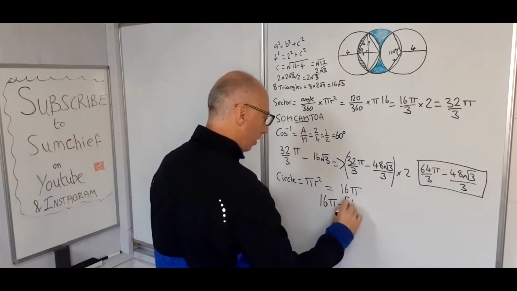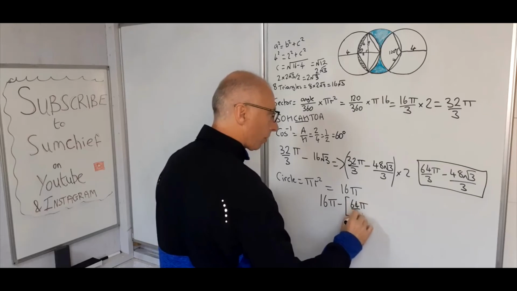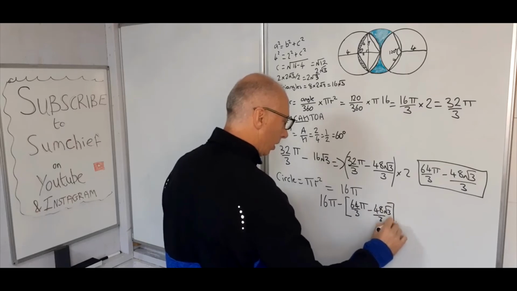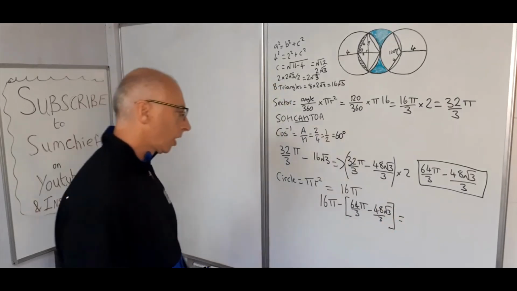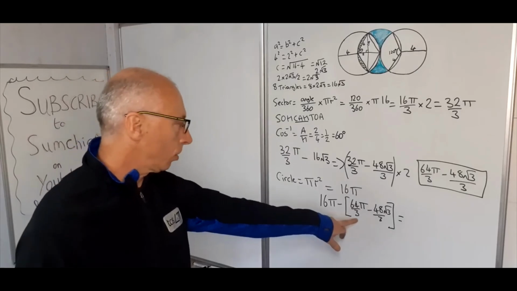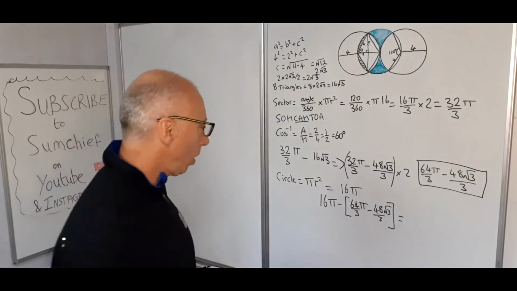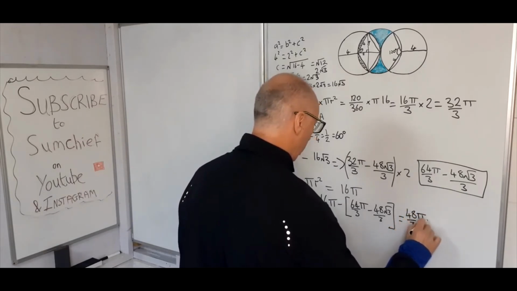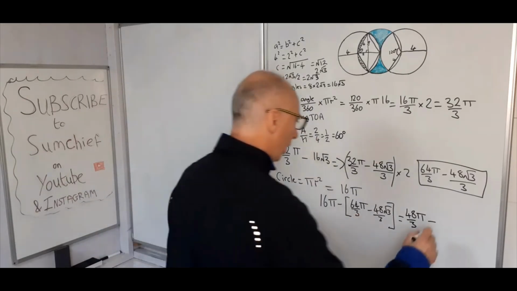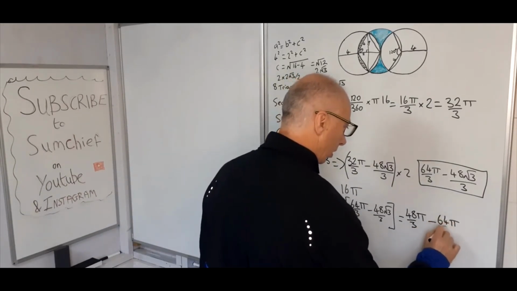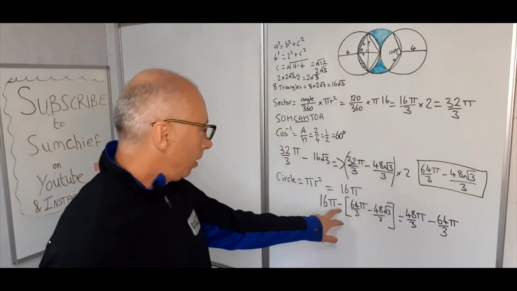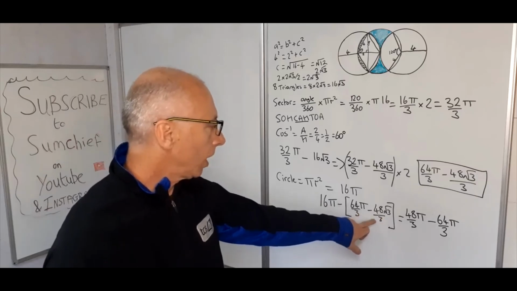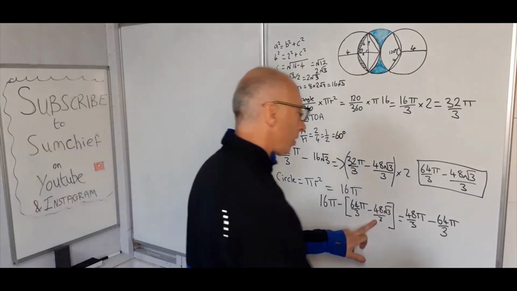minus 64 pi over 3 minus 48 root 3 over 3, that will give us, now to do that we need to make this over 3, so we can subtract the 64 over 3 pi. So now we've got 48 pi over 3 minus 64 pi over 3, and minus minus will give us a plus. Now we've done 48 over 3 root 3 here, we didn't really need to, so we can just bring that back down to 16 root 3.